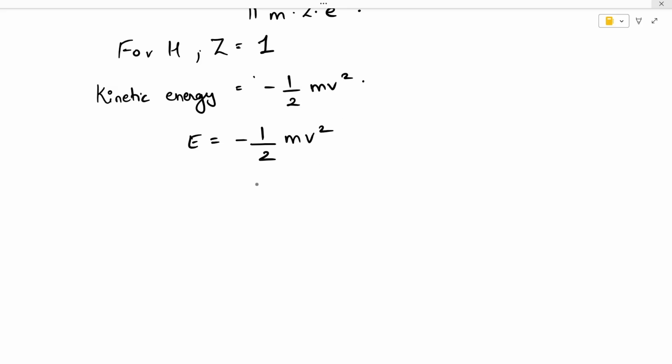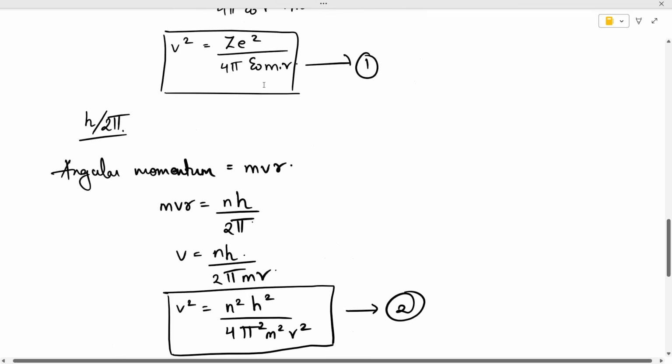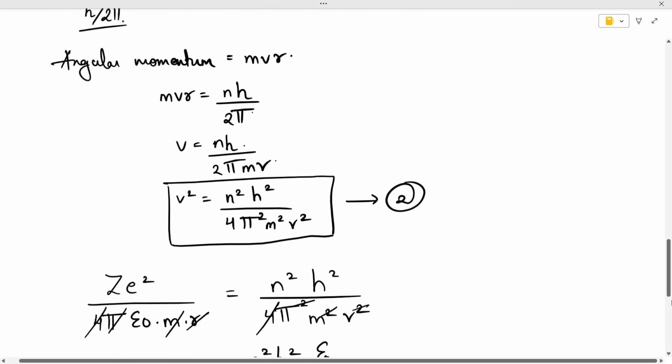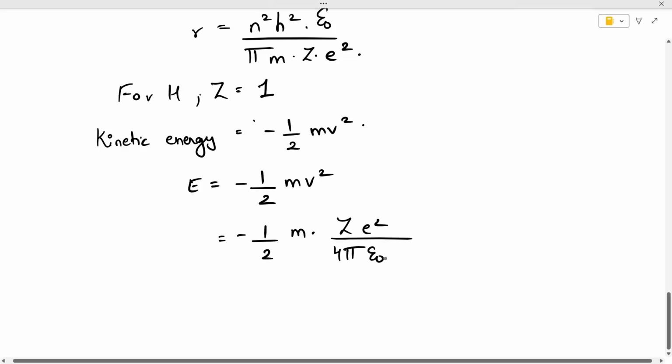And we know about v square already. So this is equal to minus 1 by 2 times m. v square will be equal to Z times e square upon 4 pi epsilon naught m into r, where we have already found out v square. Here m and m will get cancelled out. So we will be remaining with 1 upon 2 times Z e square upon 4 pi epsilon naught r.